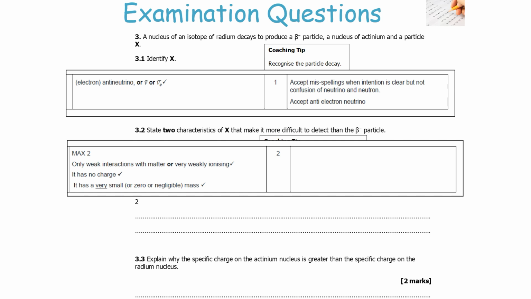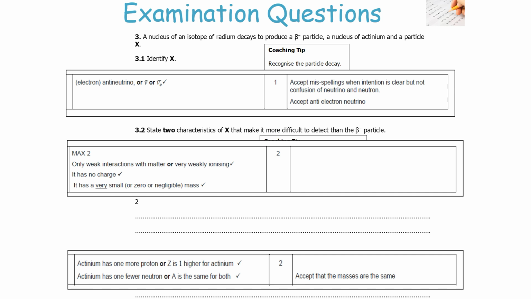Now, why is the specific charge on the actinium nucleus greater than the specific charge on the radium nucleus? Well, actinium has 1 more proton. We know this because beta decay happens, so a neutron is turned into a proton. And then actinium has 1 less neutron because the neutron is turned into a proton. So when we work out specific charge, which is charge over mass, the charge is increased, but the mass is the same for actinium, so therefore it will have a higher specific charge.